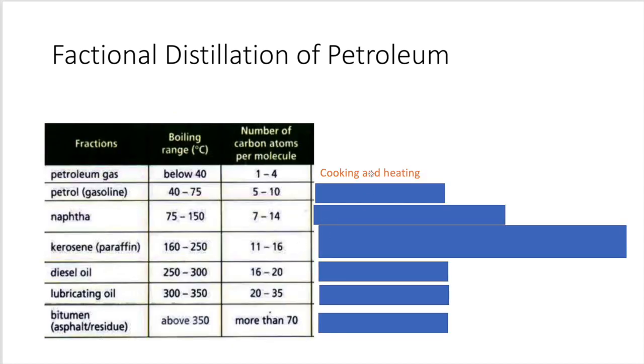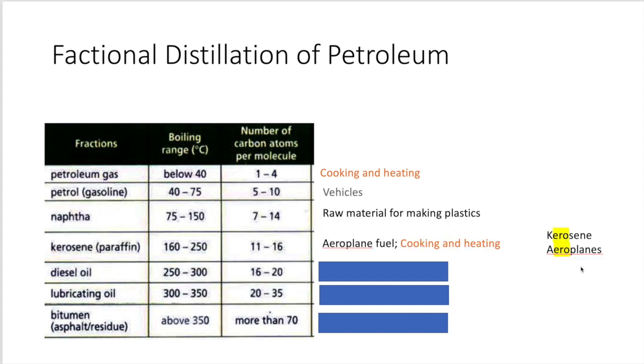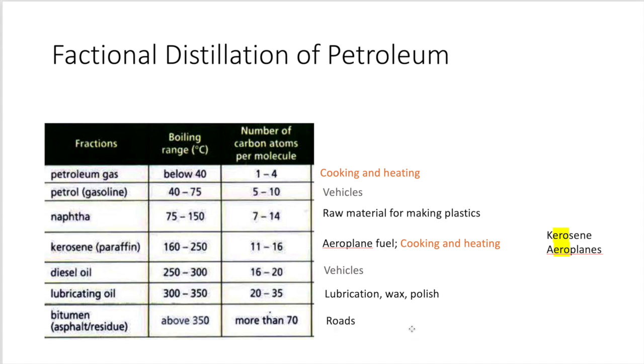First one, petroleum gas for cooking and heating. Cooking and heating always come together. Petrol, of course, we all know is for cars. Naphtha is feedstock for all kinds of things, for plastics and detergents. Kerosene has the "aero" within the word, so it's for aeroplanes. And remember cooking and heating? Yeah, cooking and heating as well, like a kerosene lamp and things, or a kerosene stove in the past. Diesel is also for vehicles. Lubricating oil is for lubricating machines and making slippery stuff like waxes and polishes. And lastly, bitumen is for roads.